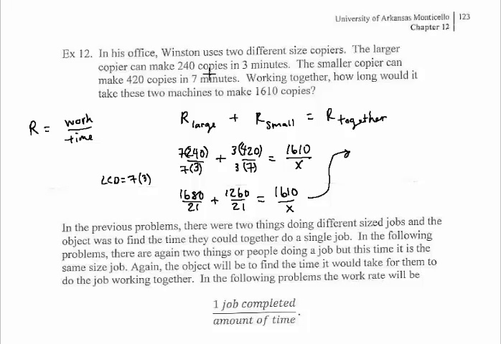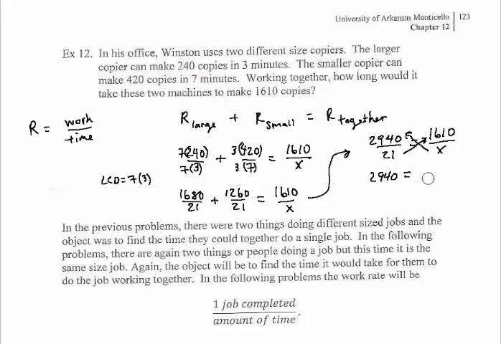Okay, we got a little more work to do and we sort of run out of room, but now that these two fractions have the same denominator, we simply add them together, and we have 2940. Alright, so all that's over 21. And on the opposite side, we have 1610 over x. At this point, all we have to do is cross multiply, and we get 2940.